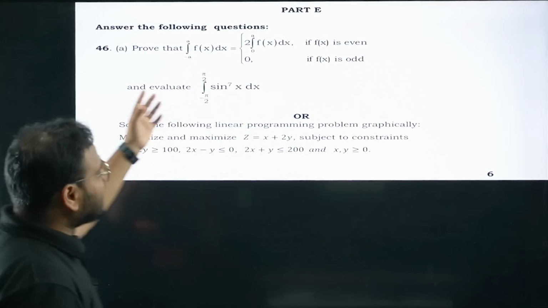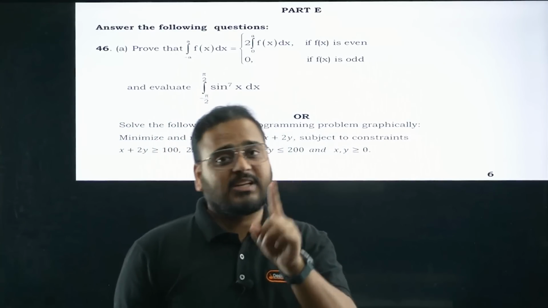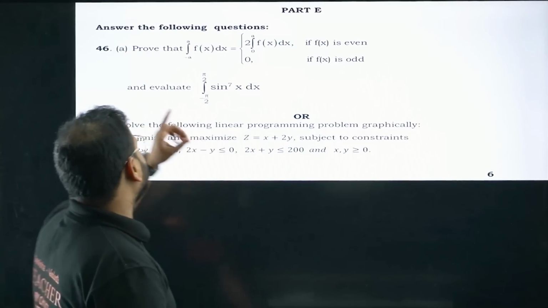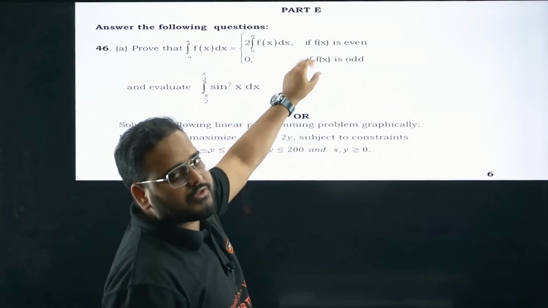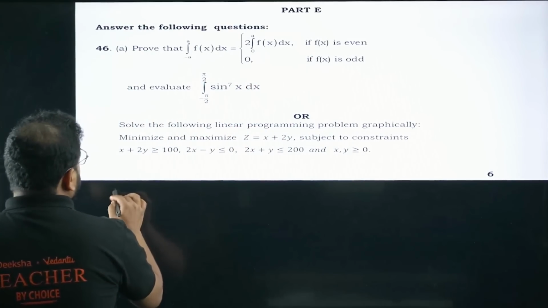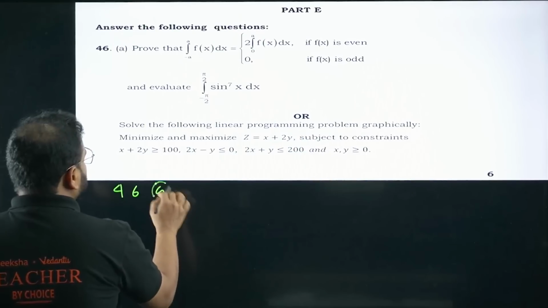First part we have done so many times, sir, but I'll solve it again. Very important 6 marker. No, I'll not skip it. What is there, sir? For even or odd function, you define this question. Okay. How do you solve it? 46a. Please check. 46a, sir.